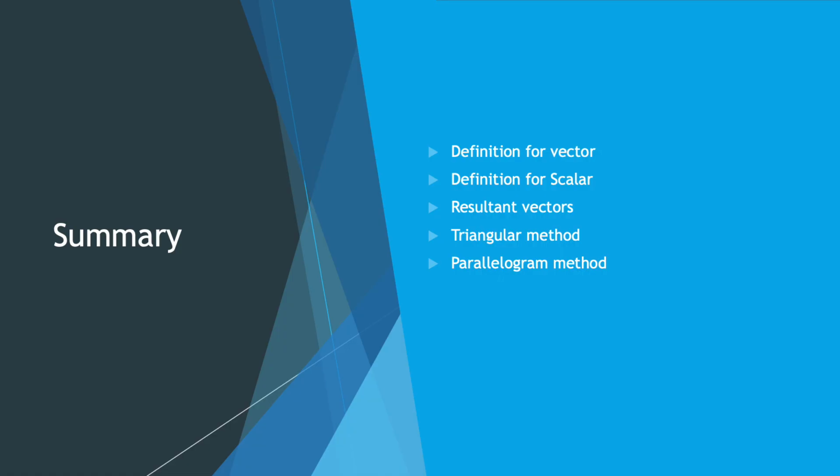Summary of today's class: definition for vector, definition for scalar. We discussed what is scalar and what is vector. We discussed some examples. After that, we learned what is a resultant vector and how to find the resultant vector. Then in the case of coplanar vectors, we learned the triangular method and the parallelogram method to find the resultant vector.